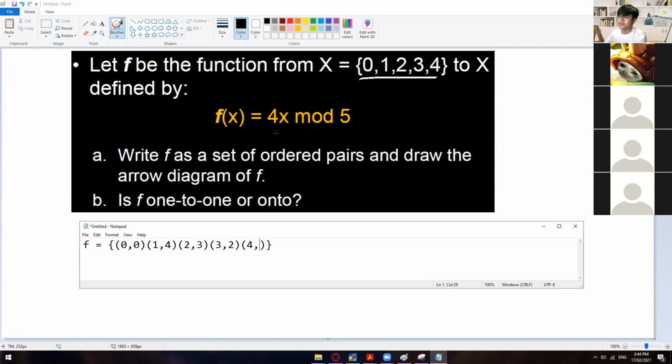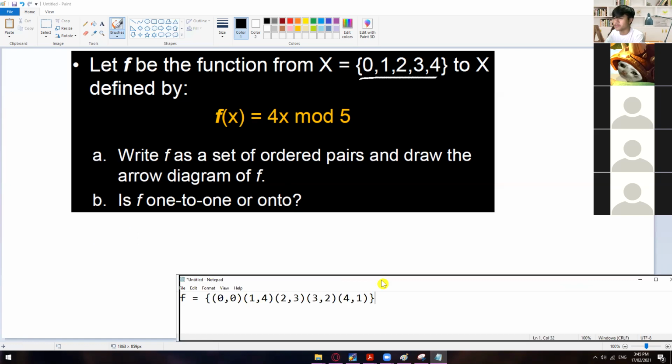Last one, 4 times 4 is 16. So 16 mod 5 is equal to 1, sir. Yeah, very good. So here is now the set of ordered pairs for this function. All right. So second, draw the arrow diagram of this function.